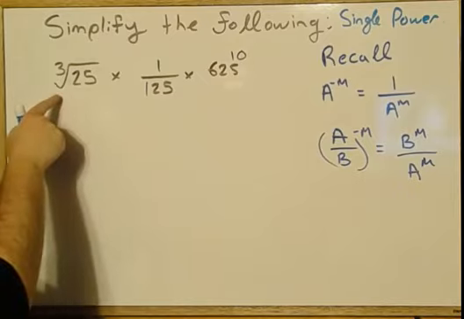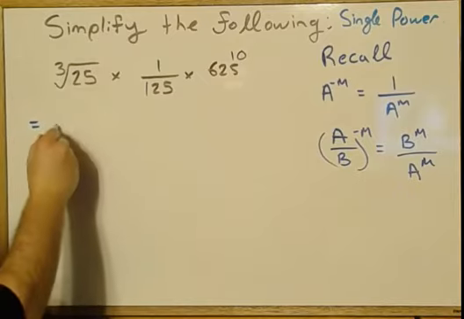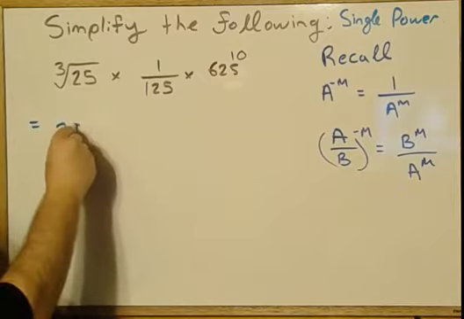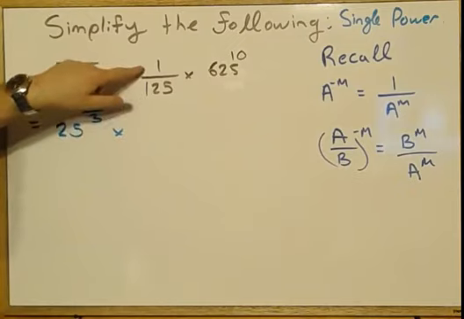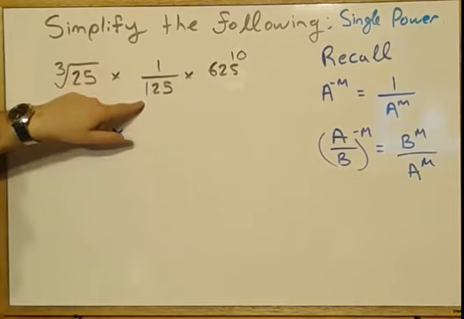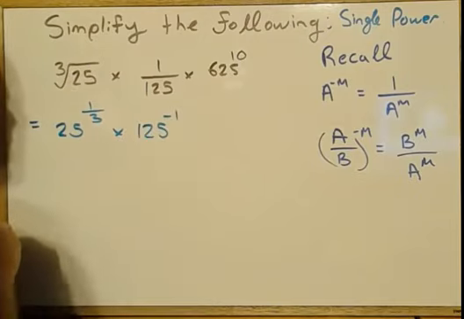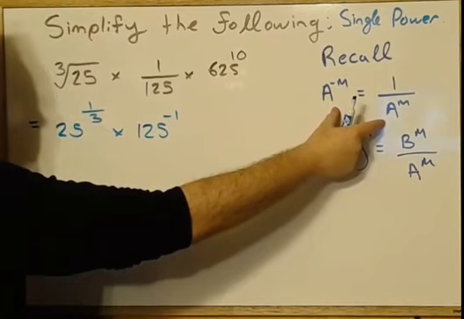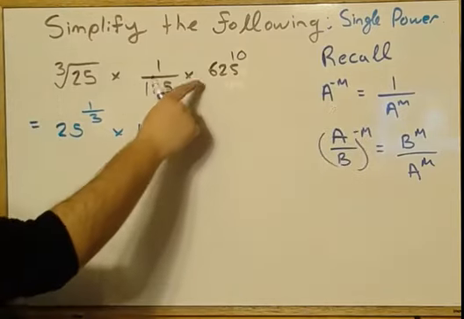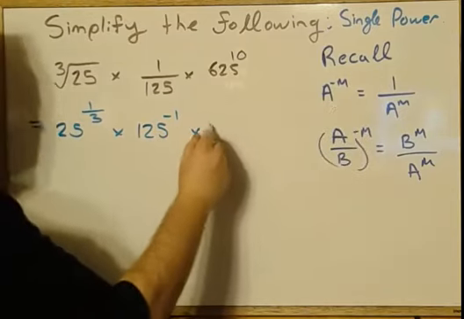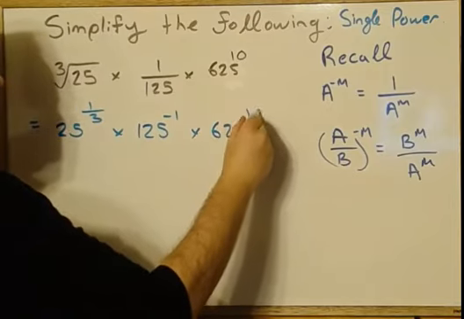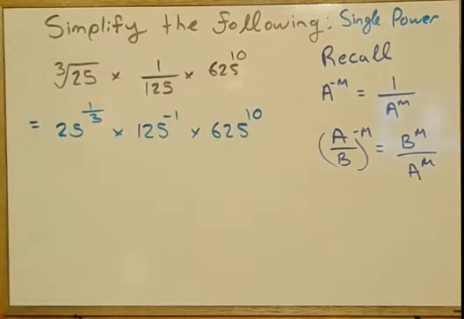So recall, again, we don't like the cubed root of 25, so we will rewrite this as 25 to the power of 1/3. Here we have 1 over 125, and we prefer to have this not as a negative exponent. So we can rewrite this as 125 to the power of negative 1, via our formula here. And 625, we can leave that as is for now.